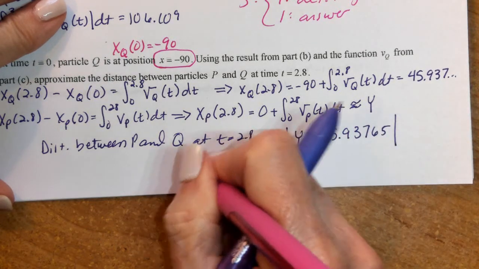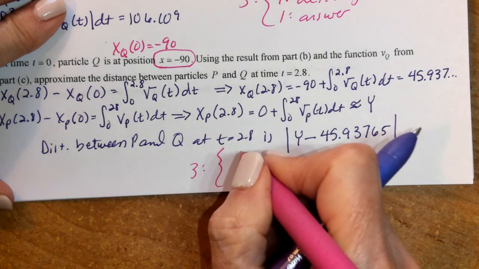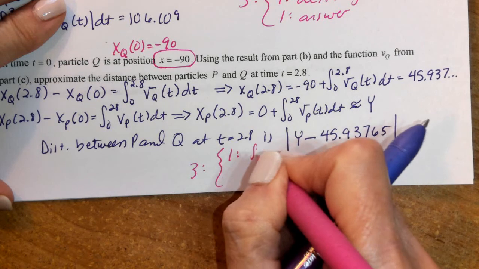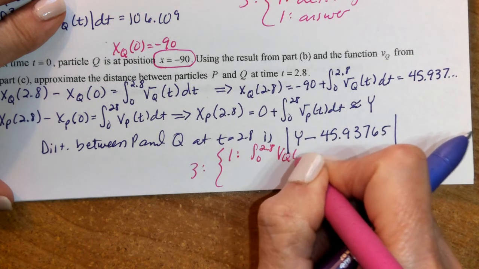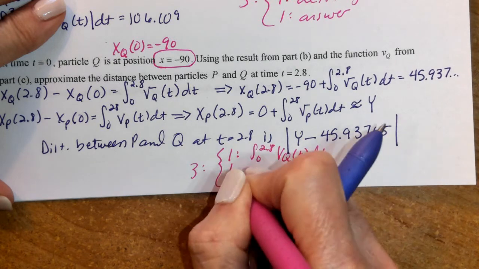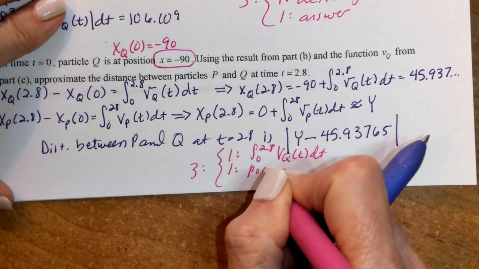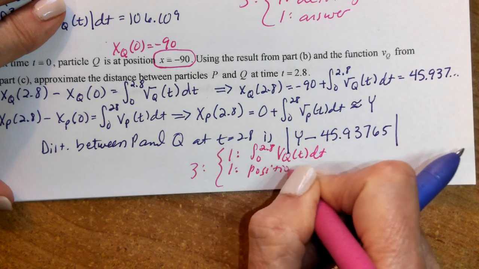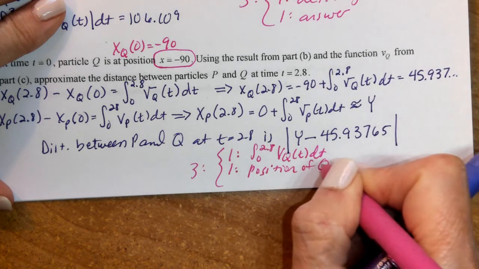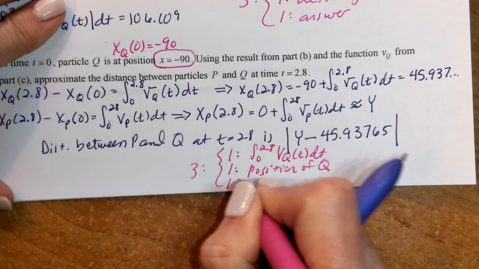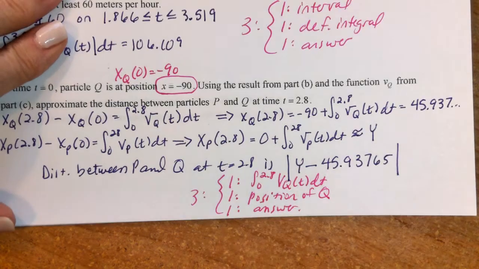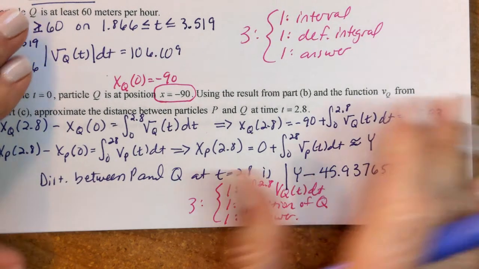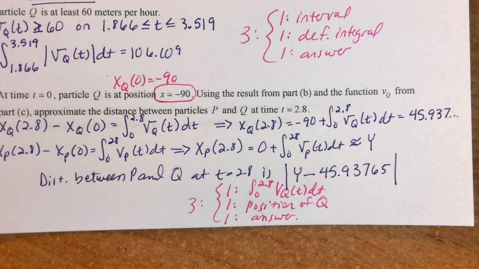This was worth 3 points. 1 point for the integral 0 to 2.8 of v sub q of t. 1 point for the position of q. And then 1 point for the final answer. That's how they scored that. Okay.